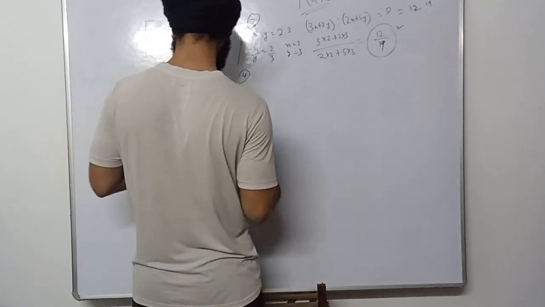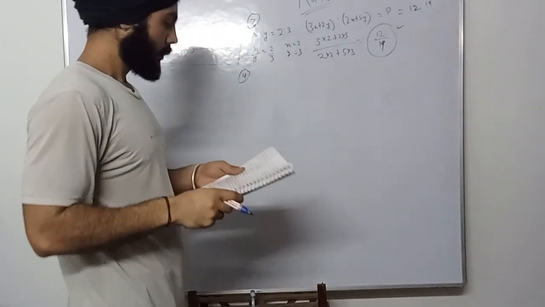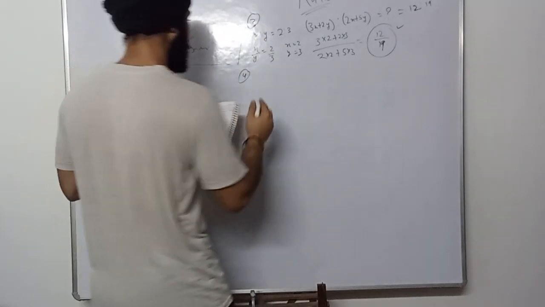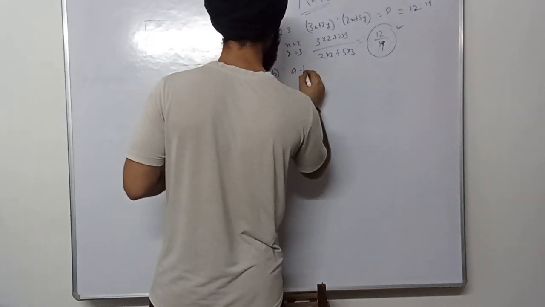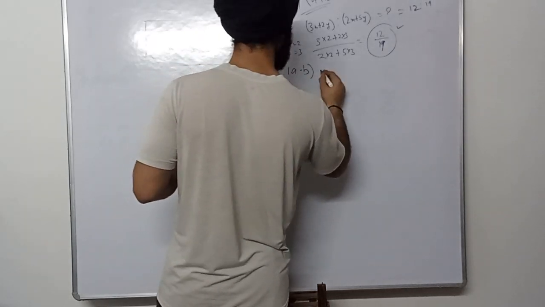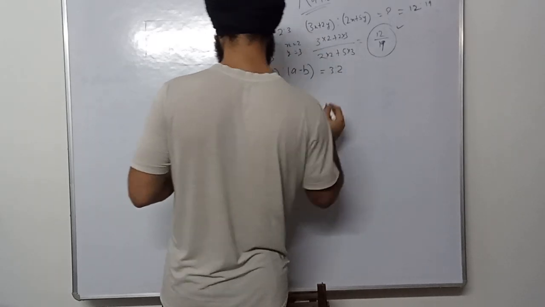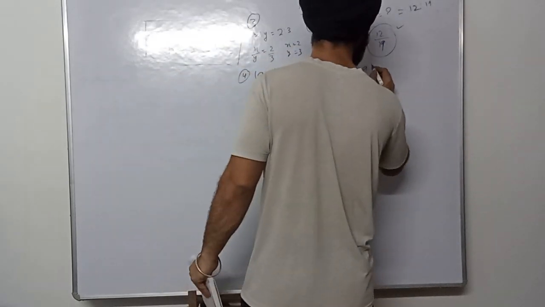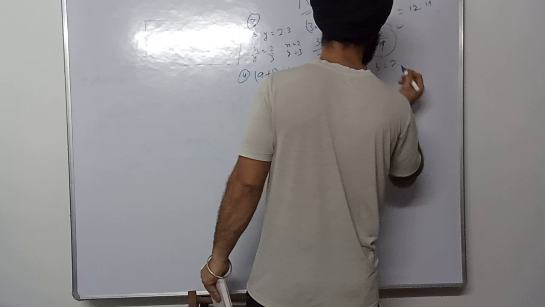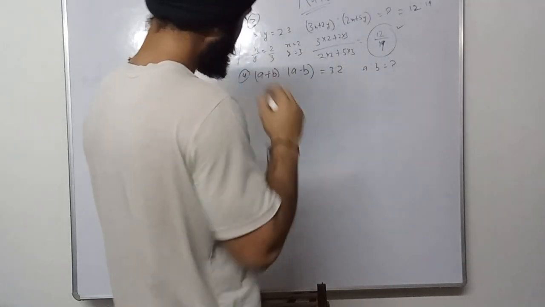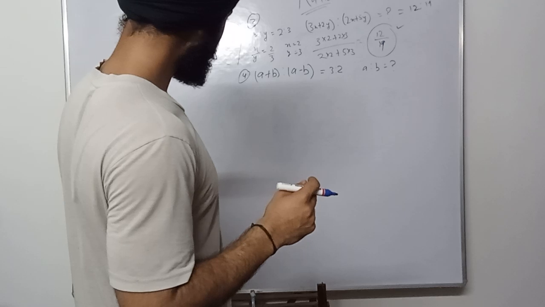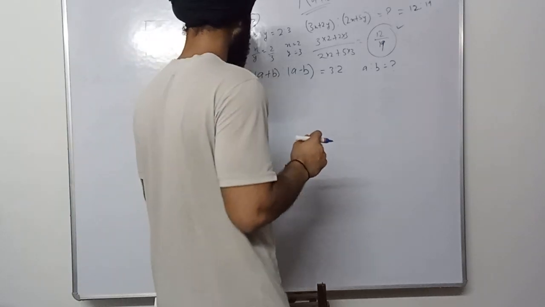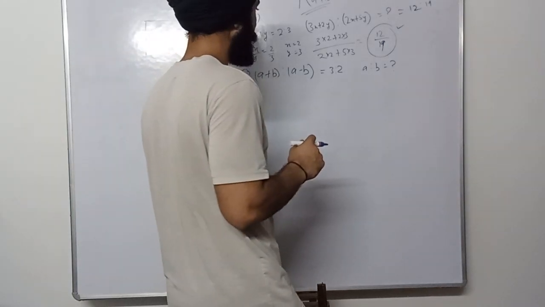Now we are going to do question number 4. So A plus B ratio A minus B is given as 3 ratio 2, and we have to find A ratio B. What's the value of this? So how can we do this?